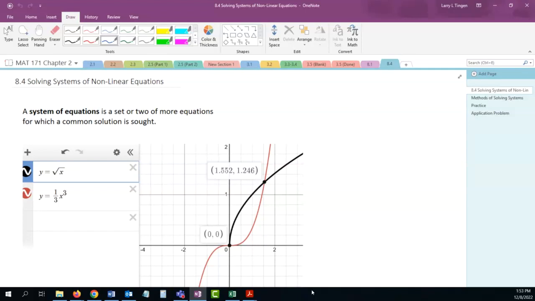The first way to solve a system of equations, just like before, is you can graph them and find their intersections. And that's exactly what we've done here with Desmos. So we know the solution set contains the point (0, 0) and the point (1.552, 1.246).